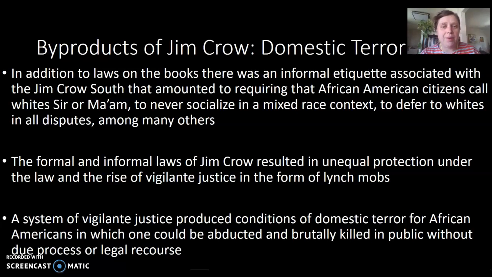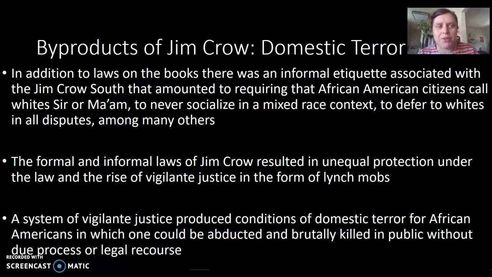But what we also see happening is that an informal set of rules and etiquette associated with living in the Jim Crow South create and reiterate this power structure, and are part of every single social encounter in the South as well. So what this means is that there's an expectation to defer to whites as the social superior in every encounter, right? There's this idea that you must use the sir and ma'am, that you should never socialize in a mixed race context, right?